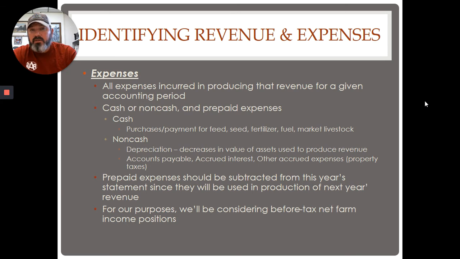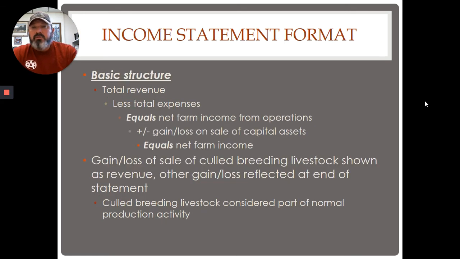So again, back to our example I know we've talked about before. If you have already prepaid some operating expenses for the next cropping year, subtract those off of this income statement, because those will cloud the picture on whether you made money or not. But for our purposes, we're going to be considering before tax net farm income positions in this unit. So a basic structure of an income statement is total revenue less total expenses, and that gives you net farm income from operations. If we add in that gain or loss of capital assets, which I already mentioned, probably doesn't happen very often, that gives you then the net farm income.